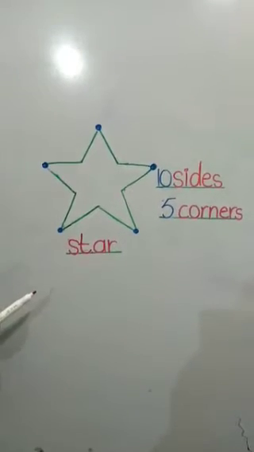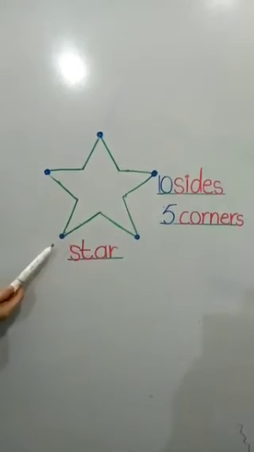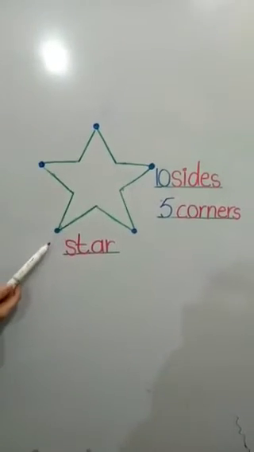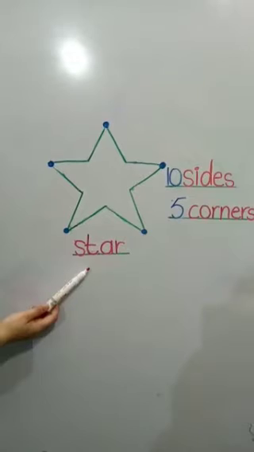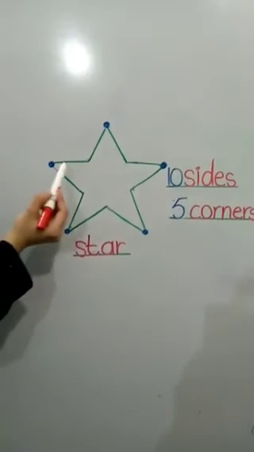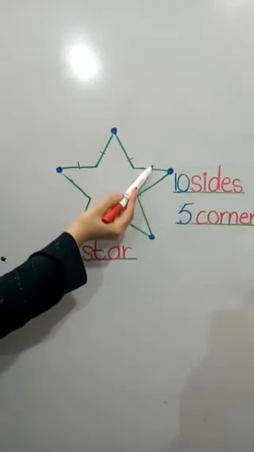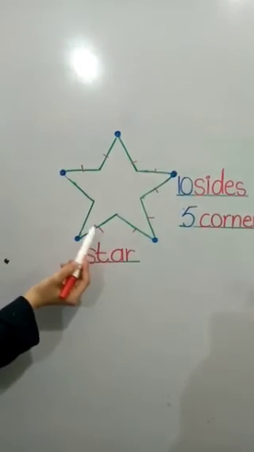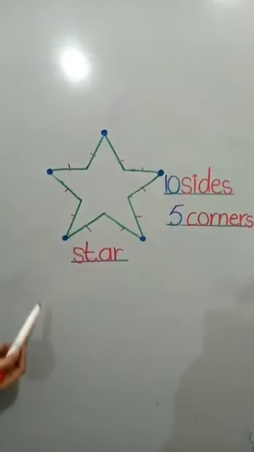Another shape here, it's a star. A star has 10 sides and 5 corners. Let's count. 1, 2, 3, 4, 5, 6, 7, 8, 9, 10. 10 sides.